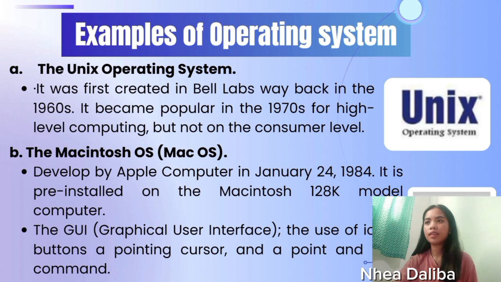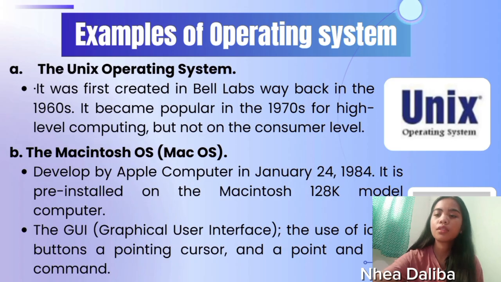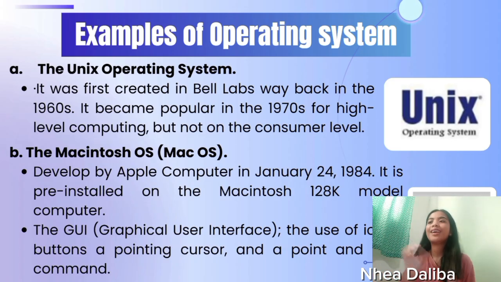So next is the examples of operating system. First is the Unix operating system. So Unix, it was first created in Bell Labs way back in the 1960s. It became popular in the 1970s for high-level computing, but not on the consumer level.